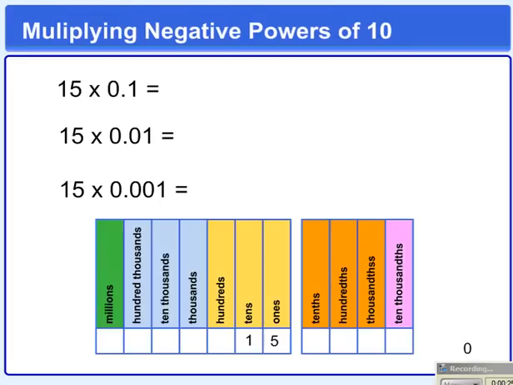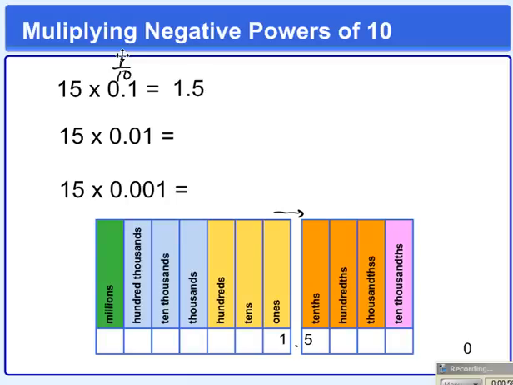So in this case, if we have 15 times 1/10, it would be taking our 15. And 1/10, remember, we talked about as being 1 over 10, or that every time you move to the right, you go 10 times smaller. And 1/10 is 10 times smaller, so our 15 we would move over, and it would now be 1.5.